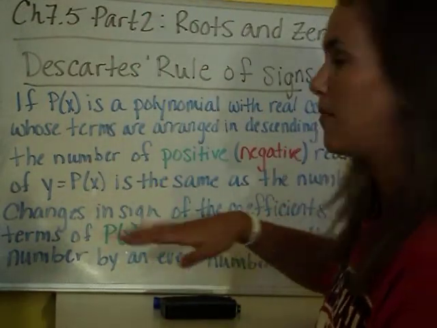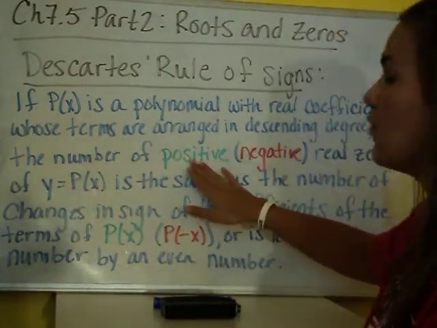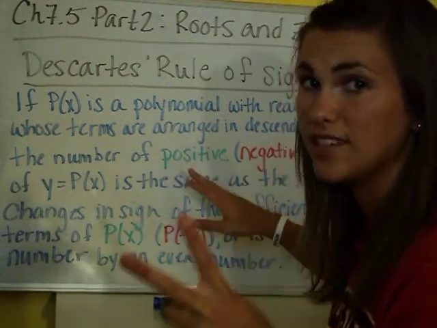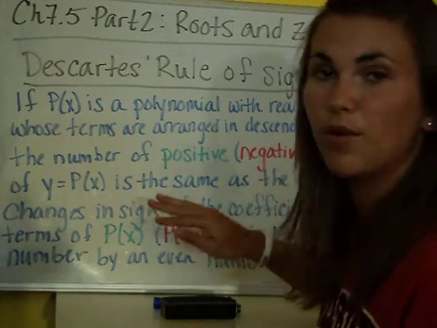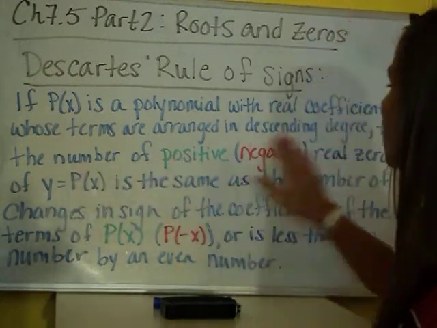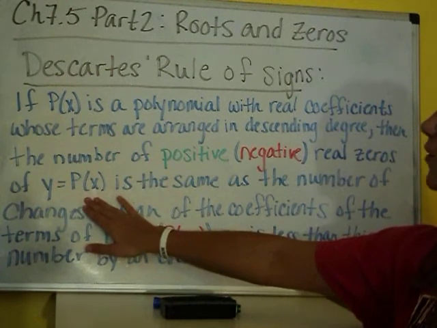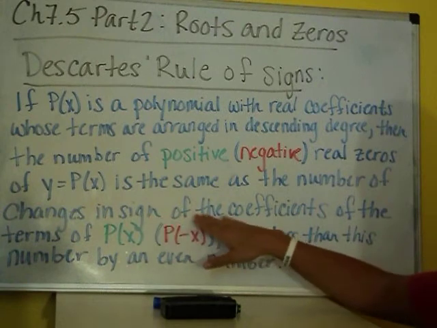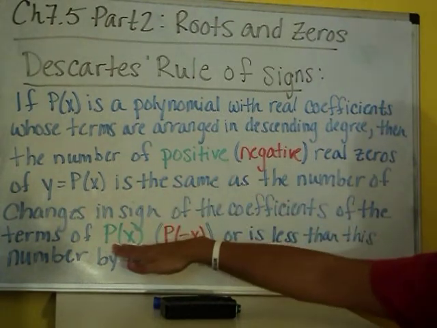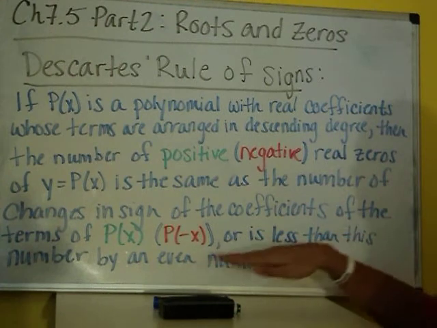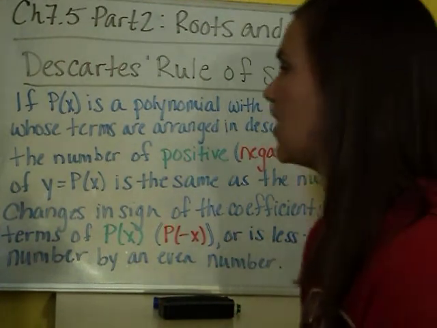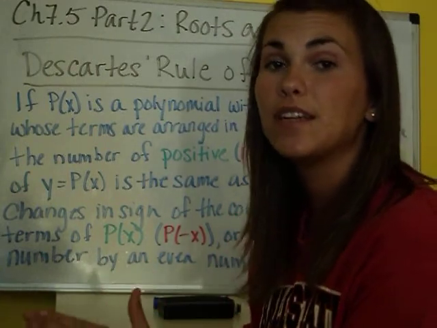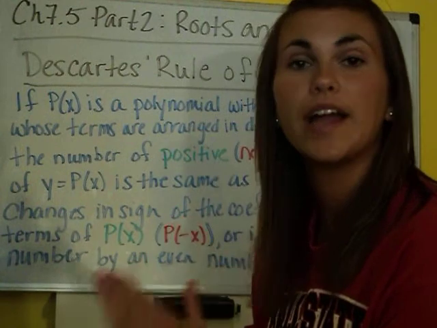If both of those things happen, then the number of positive, we'll read the green first. This is for positive and negative, but this is actually two phrases. So we're going to go through with positive, and then we'll go through with negative. The number of positive real zeros of y equals p of x is the same as the number of changes in sign of the coefficients of the terms of p of x, or is less than this number by an even number. So if you're looking at the polynomial, you're going to count how many times it changes sign, going from positive to negative or negative to positive.